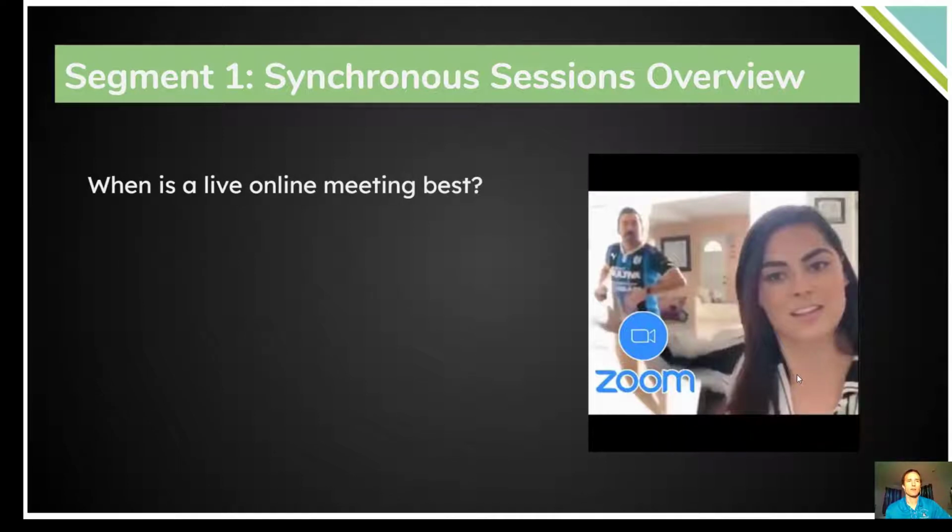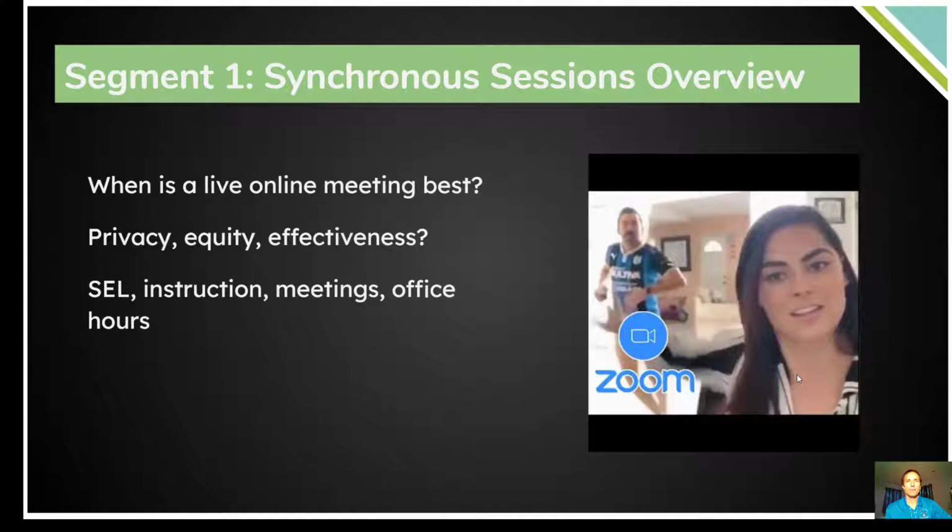In this unit, we'll look at when a live online meeting is best and when other options might be better, what those considerations mean for privacy, equity, and effectiveness. Thinking about social emotional learning, when should we do instruction, if at all? How can we host meetings better with our colleagues and or parents? And hosting office hours for better supporting our online students or those who are not attending with us face to face. And then also looking at the best platform. What should we be using and what are the advantages of different ones?